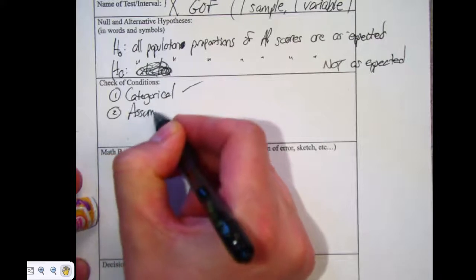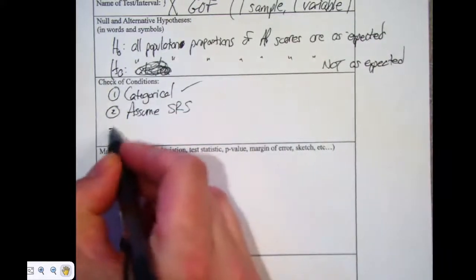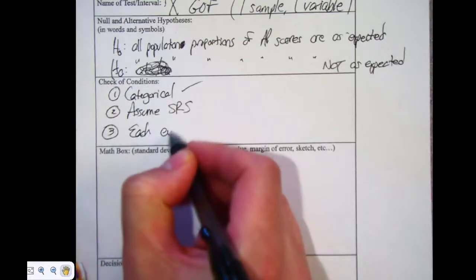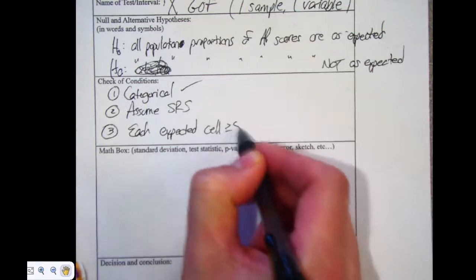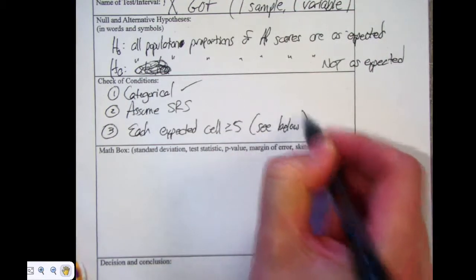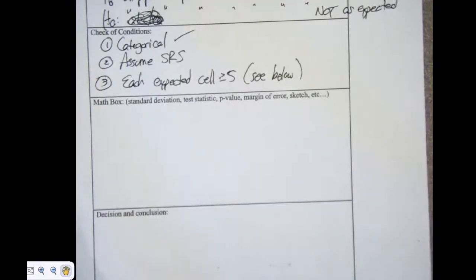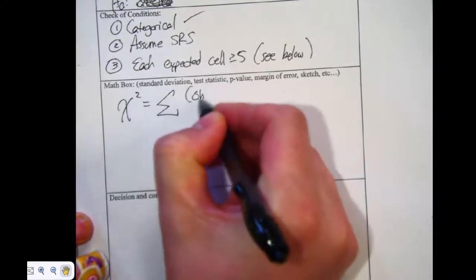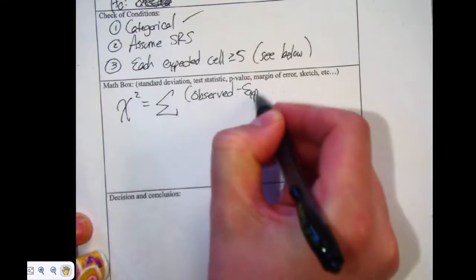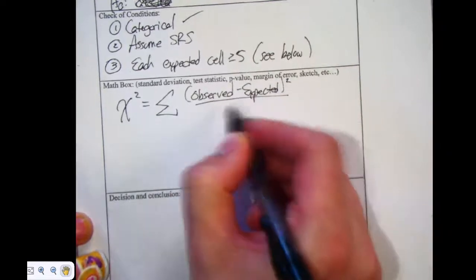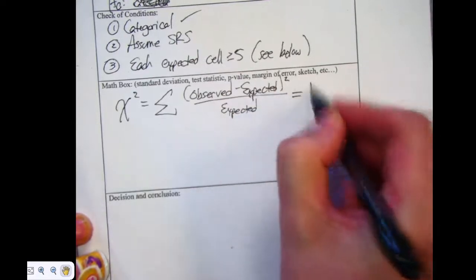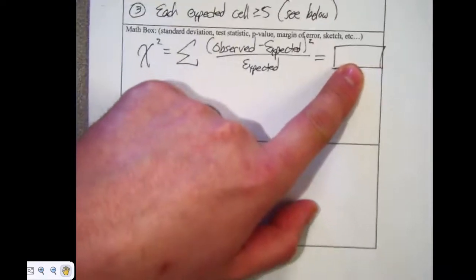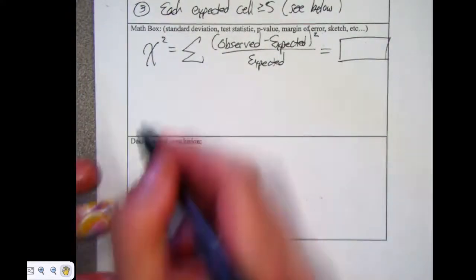Assume SRS. I don't really say anything about it, so we'll have to assume that. And then each expected cell greater than or equal to 5. Put C below, because that's where we're going to actually prove it. We're not actually proving it yet. We're just going to say, hey, I'll get to this in a second. Write down your formula, and this formula is on your formula sheet, so you don't have to remember it. I'm going to leave a blank there because I'm going to put the answer there when I eventually get it. I'm going to make my little table here.